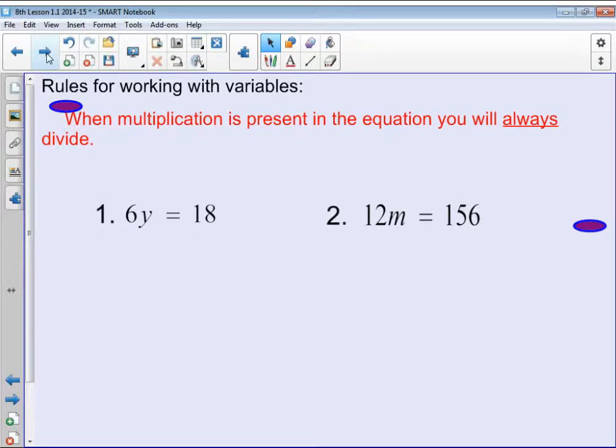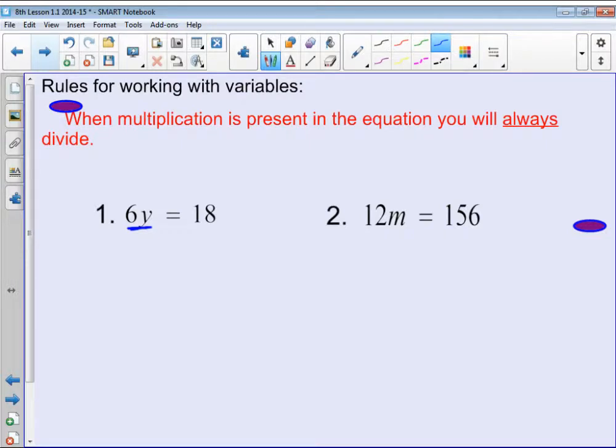When we have multiplication with our variables, the nice thing about multiplication is it's just like addition. You always do the opposite. Multiplication with variables is almost always written like this. Not 100% of the time. Sometimes they'll use a parenthesis, but not very often. Usually you'll see a number right next to a variable if they're going to show multiplication.